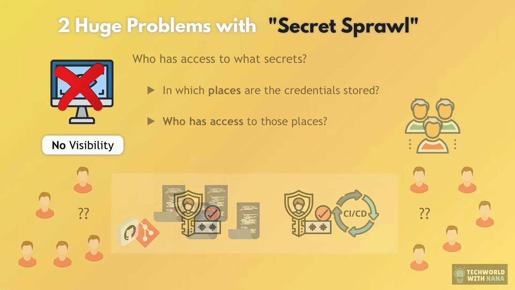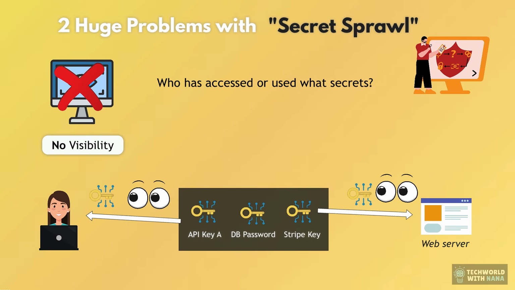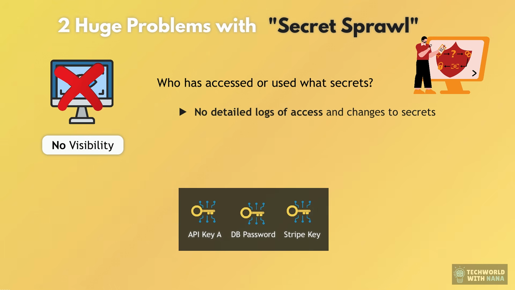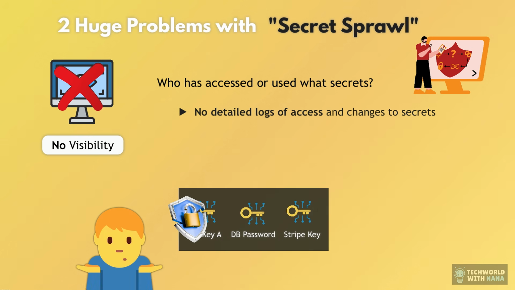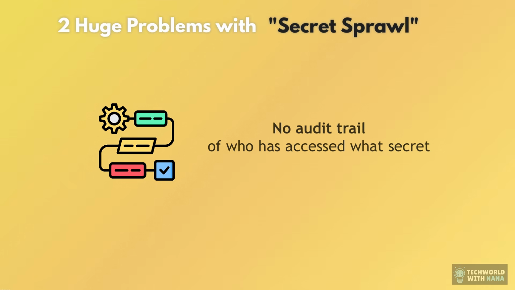And on top of that, we actually have no visibility of who has accessed or used what secrets. So if a specific secret was compromised, we wouldn't even know that it happened. And even if we found out, we wouldn't know what leaked the secret. Was it an engineer's laptop? Was it the source code? Was it the application itself or the server? Who knows? So there is no audit trail of who has accessed and used the secrets.